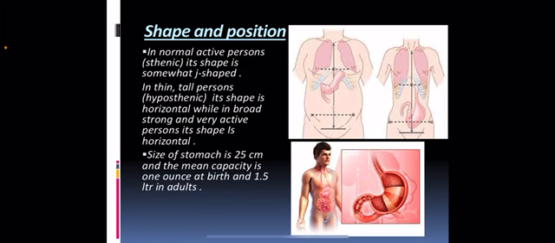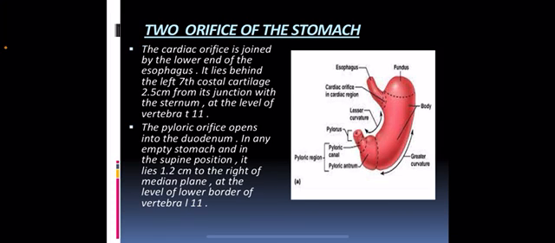Shape and position. In a normal active person, its shape is somewhat J-shaped. In a thin tall person, it is shaped vertically, while in a broad, strong and very active person, its shape is horizontal. Size of stomach is 25 cm and the mean capacity is 1 ounce at birth, 1.5 liters in adults.